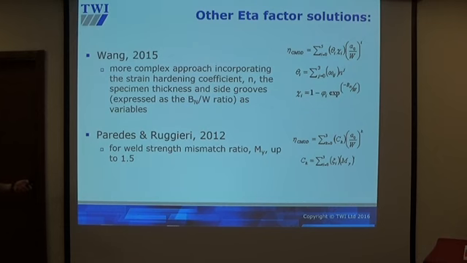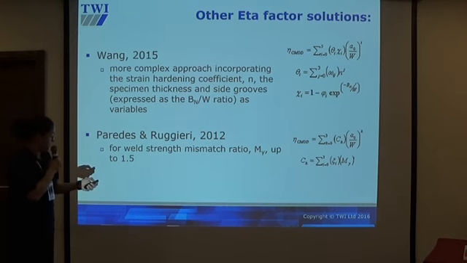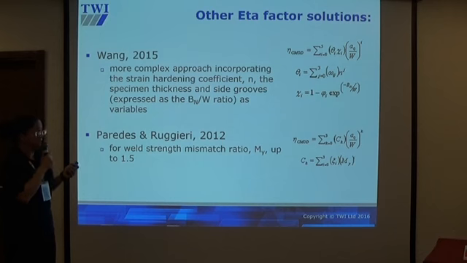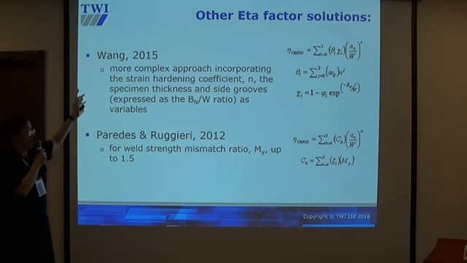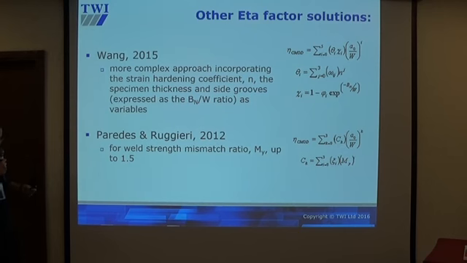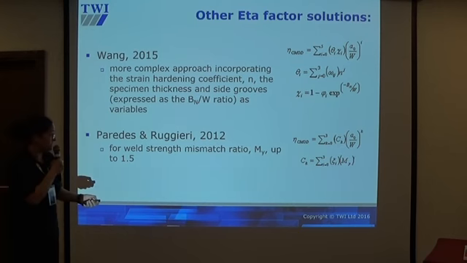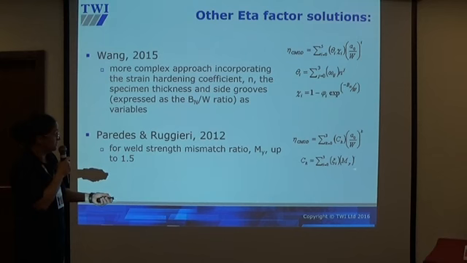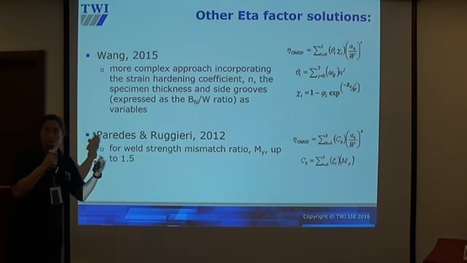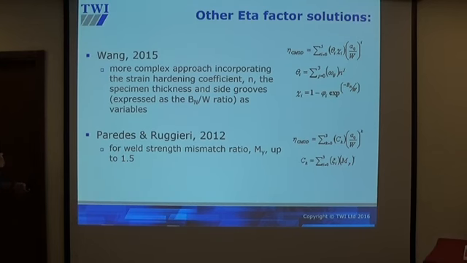Paredes and Ruggieri, again in the Brazilian camp, published a formula including weld strength mismatch. So here, up to now, it's been parent metals. Now we're looking at what about weld metals, and these guys have got a term which includes the weld strength mismatch ratio, the ratio of the weld metal yield strength to the parent metal yield strength.